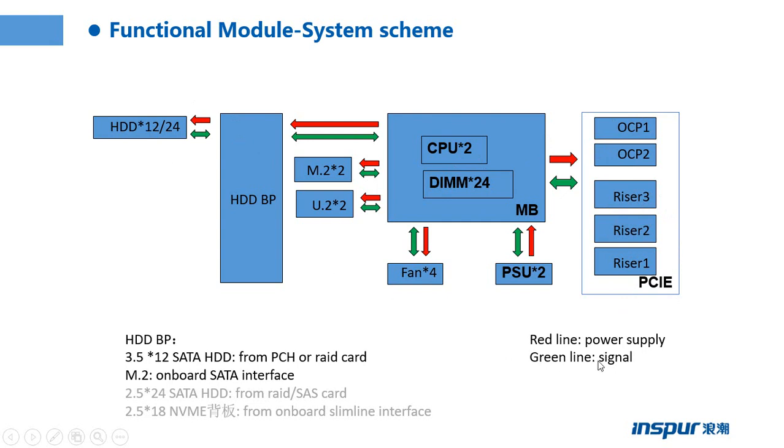The green line represents the signal. From the picture, we can see all the signals come to the motherboard. As we know, the BMC module is on the motherboard, so we can use the BMC to control and monitor all the parts. We can view the hard drive status, the fan status, and the PSU status from the BMC web.